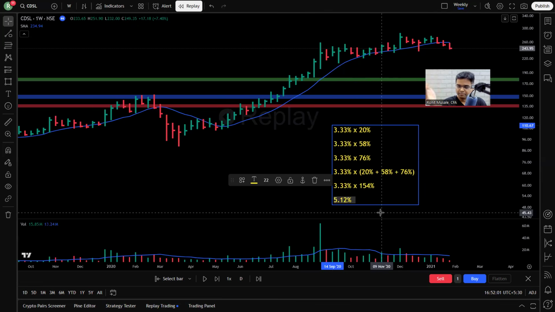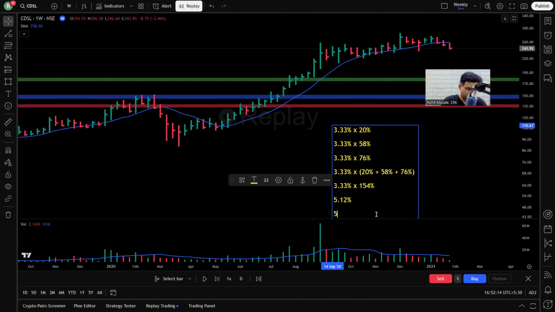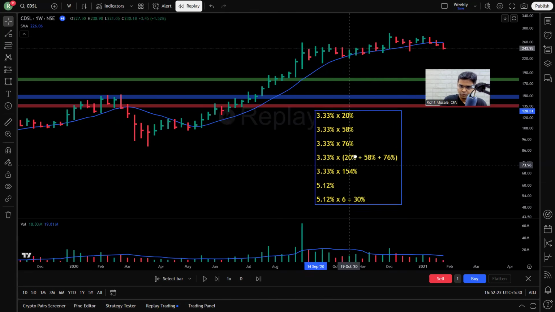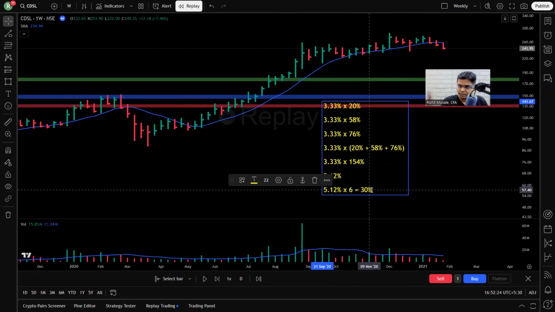Okay, imagine getting 5 or 6 stocks like this in a year. Let's say you get 6 stocks like this in 1 year. So how much will you make from such stocks on a portfolio level? You will end up making 5.12% multiplied by 6, which is roughly 30%. You would make this return on a portfolio level, right? Depending on what is the timing of the stock that you get.